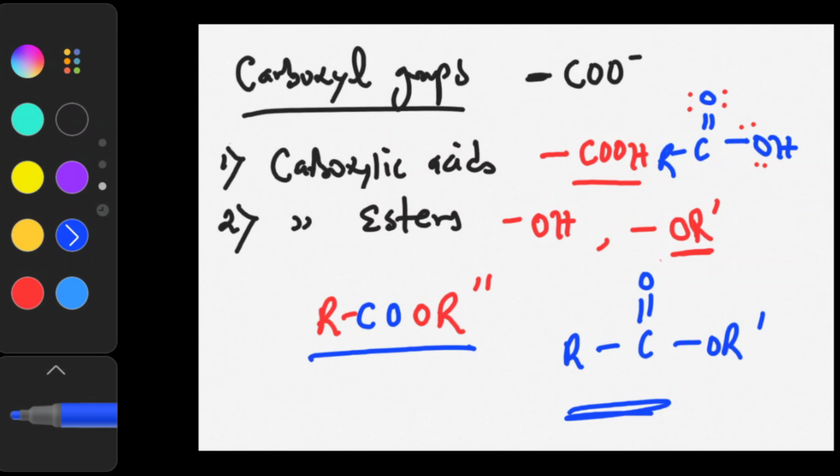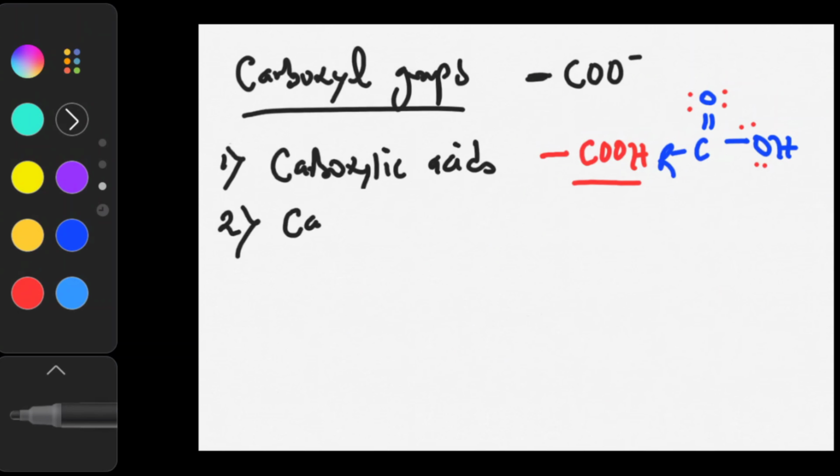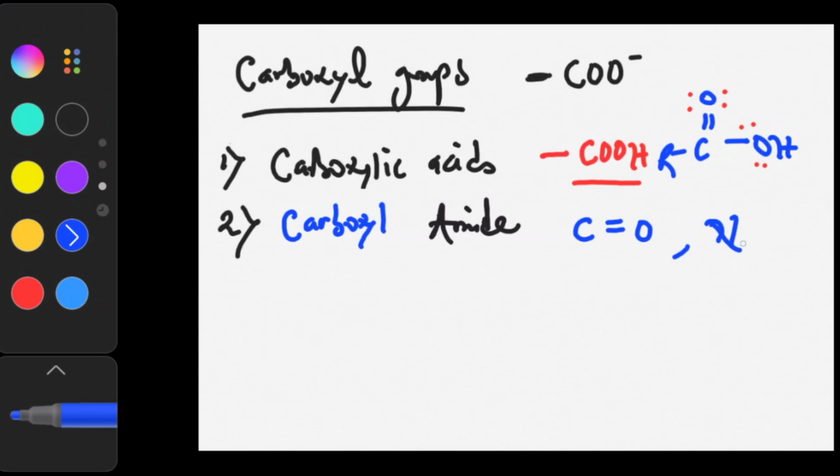All right. And we also have the carboxylic amide. That's another carboxyl group. All right. So we have the carboxyl amide. I don't know if you can see this clearly though. Let me make it clearer. So the carboxyl amide is the functional group where a carbonyl group, you know what a carbonyl group is, right? Is directly attached to what we call nitrogen. All right, when the carbonyl group is directly attached to nitrogen.